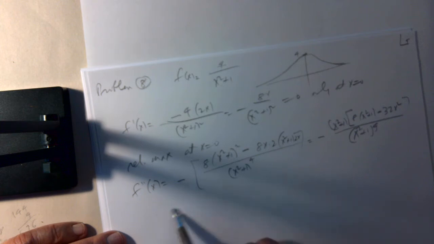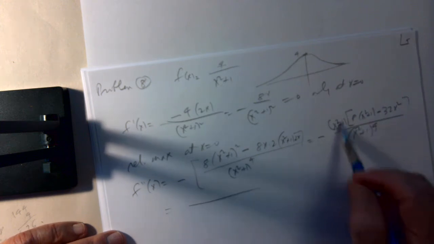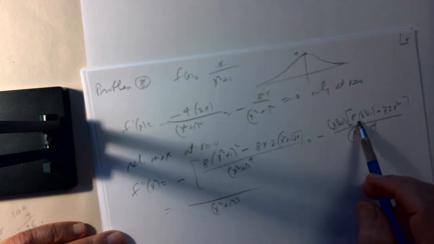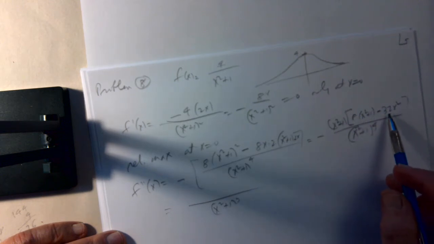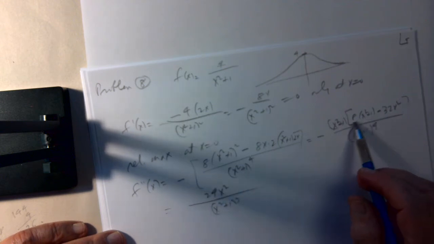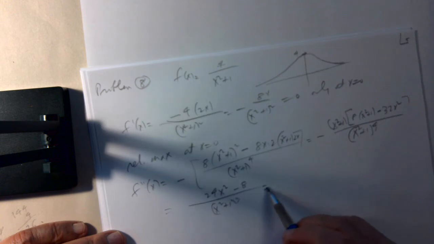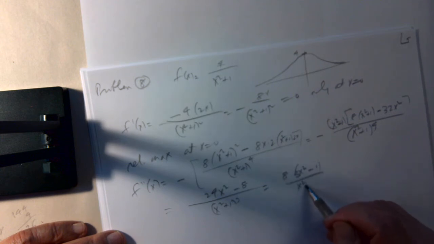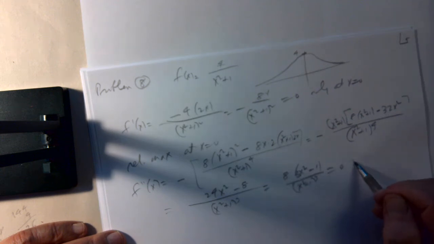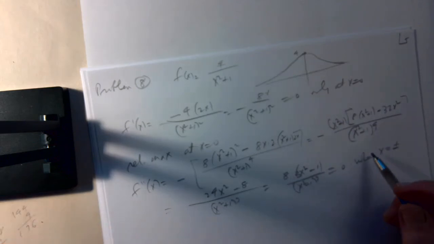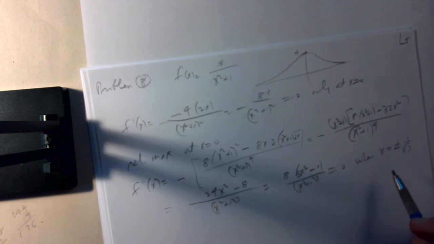Over the denominator. So this cancels one of these, x squared plus 1 cubed. And what I have is 8x squared minus 32x squared, which is minus 24. I get 24x squared minus 8. Or if you like, 8 times 3x squared minus 1 over x squared plus 1 cubed. And that's equal to 0 when x squared is a third, so x is plus or minus 1 over root 3.